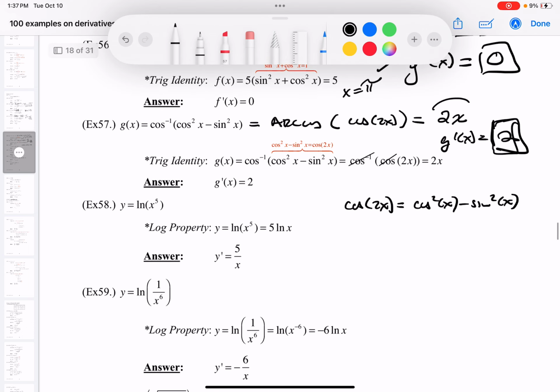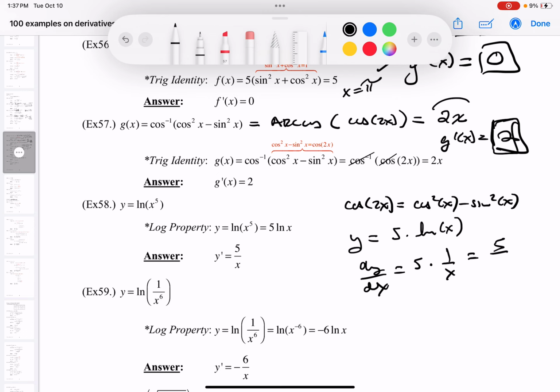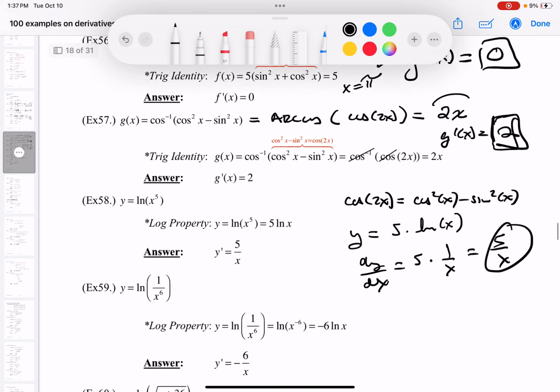Let's do number 58 now. 58, we use rules of logs, and this is going to be y equals 5 times the natural log of x, just using a simple rule of logs. What's dy dx? It's going to be 5 times the derivative of natural log, which is 1 over x. It's going to be 5 over x. All right? Let's keep moving.